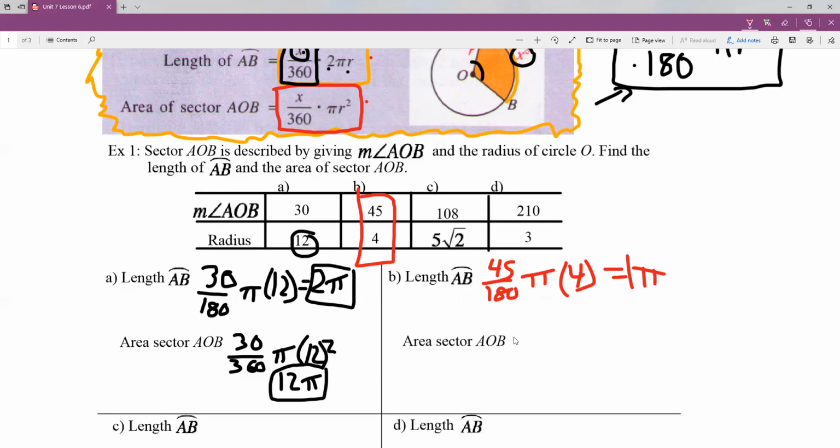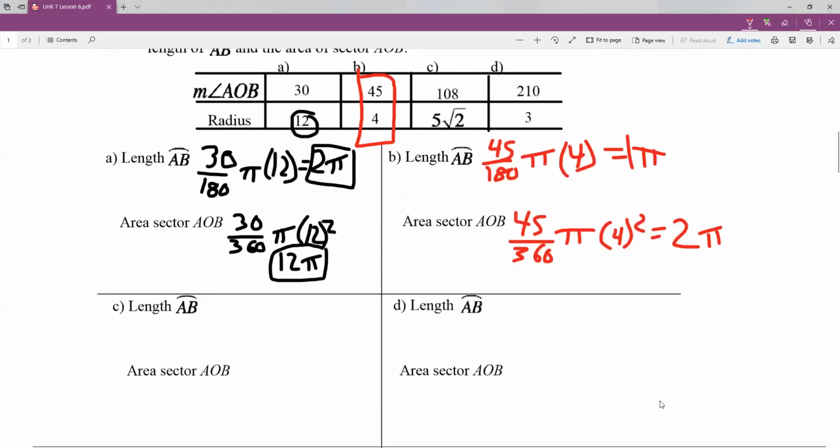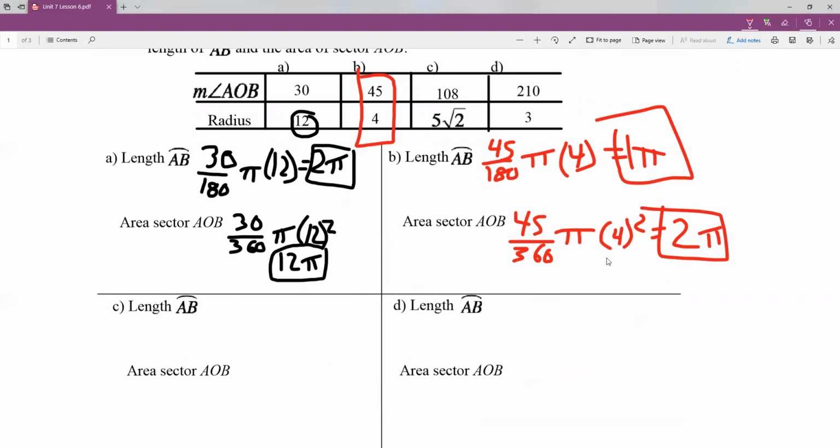All right. Then the area of sector AOB, 45 over 360 pi r squared, 4 squared. So this is 0.25. This is 16. Oh, wait, no, it's not 0.25. 45 divided by 360 is 0.125, times 16, and that is 2. So this is 2 pi. See what I mean? Just a lot of plugging and chugging. All we're doing is taking these things, plugging them into the formula given, plugging them into our calculators, and getting out an answer.